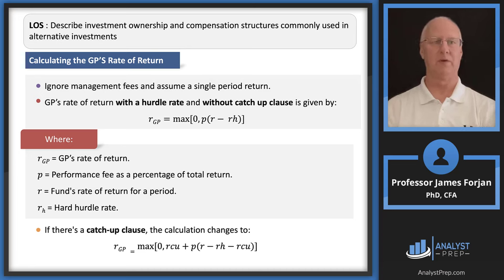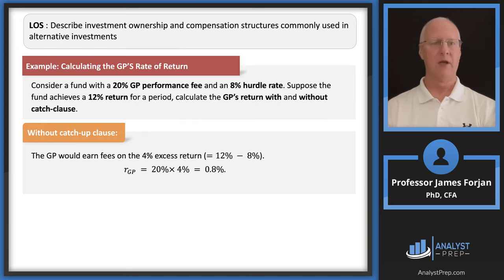Let's just do a quick example here. Here's some good equations. There's the return for the GP. It's the max of 0, right? 0 meaning that I don't get anything. And then R minus R_H. R is that fund's rate of return for that period. And then the H stands for the hurdle rate. And then if we have that catch-up provision, we'll go ahead and subtract out a couple of other things in the denominator. Let's just do a quick example here.